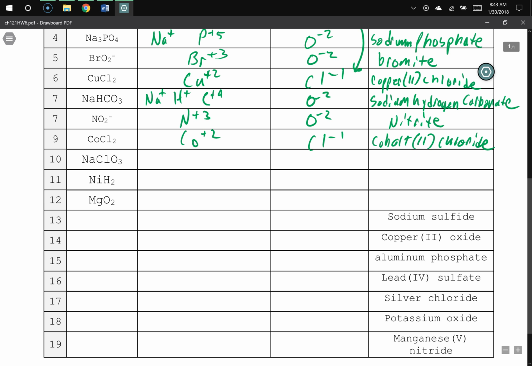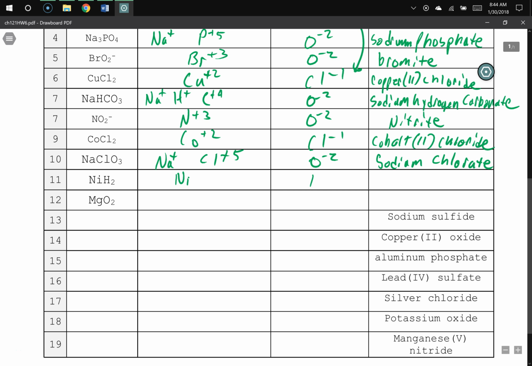Skipping one. Sodium, and no, it's not a carbon, it's a chlorine. And then oxygen. The oxygens are a -2, the sodium is a +1. So in this case, the chlorine is going to be a +5. And the name of this? Sodium what? No. Chlorate. Okay, next one.